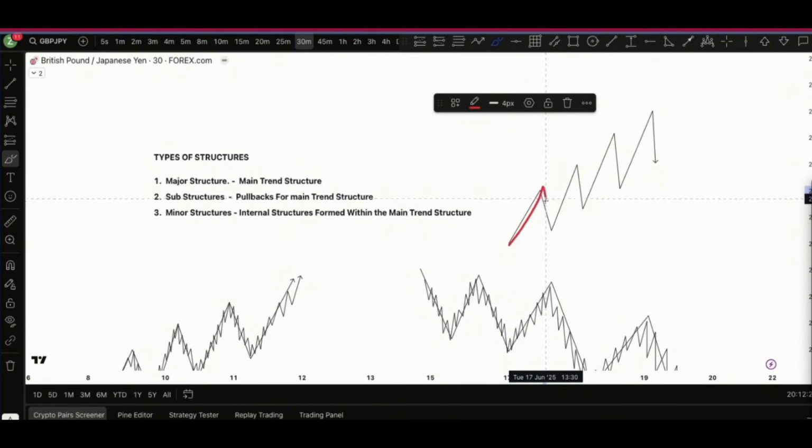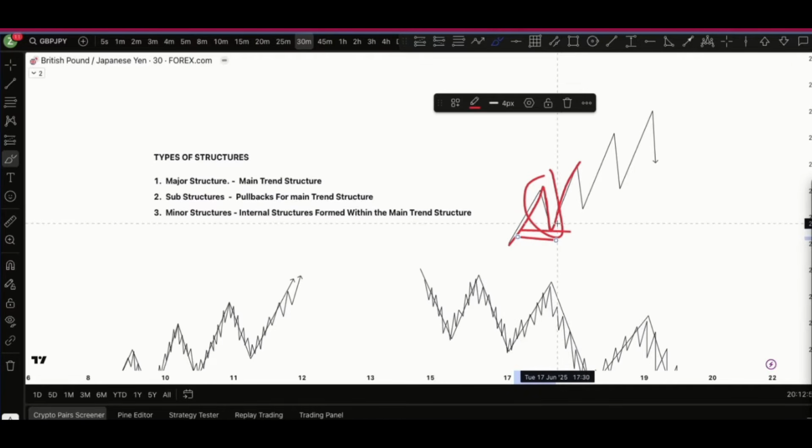So the pullback, there's no market that goes up without coming down. Whenever a market goes up, it will pull back before it continues. So that pullback which occurs here before it comes to hit some point of interest here and then continue with its bullish momentum, that pullback is what we call a substructure.